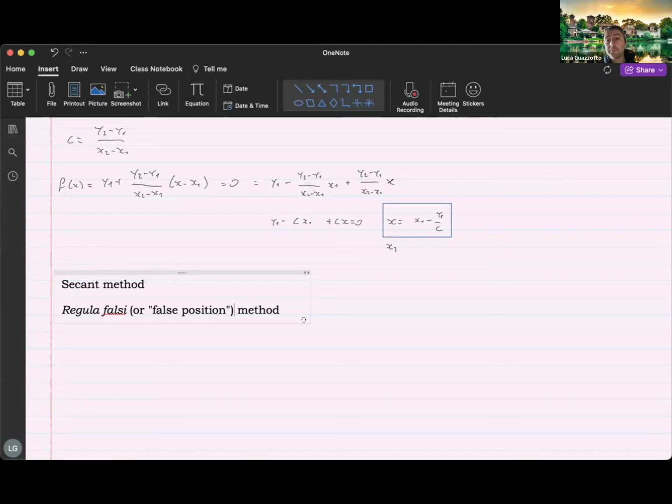Now, the difference is at this point, we have two options. One, we keep the bracketing, meaning we calculate f of x3, we check the sign, and we replace whichever of the two, x1 or x2, of the points that had the same sign.